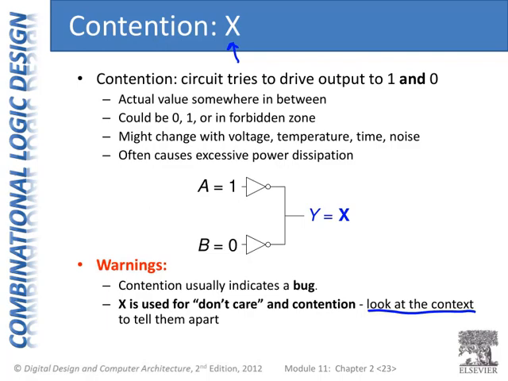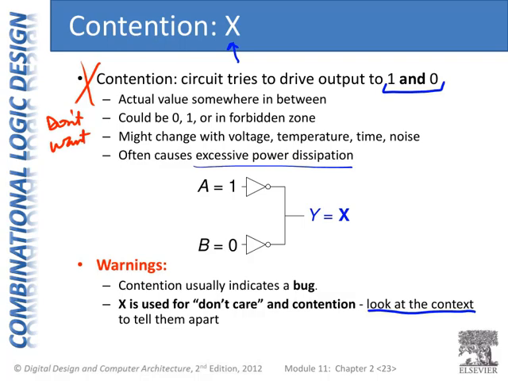So let's define what contention is. Contention is when a circuit tries to drive an output to both 1 and 0. The actual value is going to end up somewhere in between, in that forbidden zone that we talked about. It could be 0, it could be 1, or it could be neither of them. This value also might change with voltage, temperature, time, noise, etc. And it often causes a lot of power dissipation, so this is not a good thing. Contention is something we definitely don't want in our circuits.